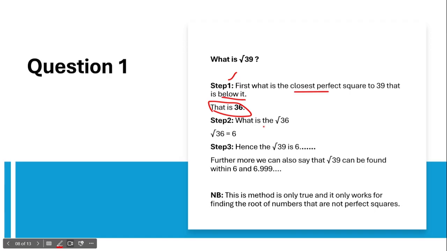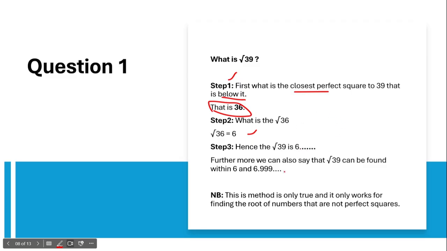So step 2, what is now the root of that 36? Well, we already know that the square root of 36 is 6. Step 2, we're done. Step 3, hence the root of 39 is 6 point something something something. Why is this so? Why is it that the root of 39 is 6 point something something something?